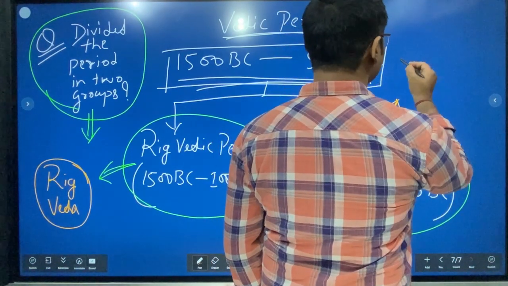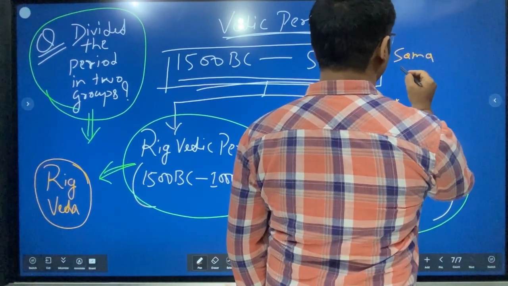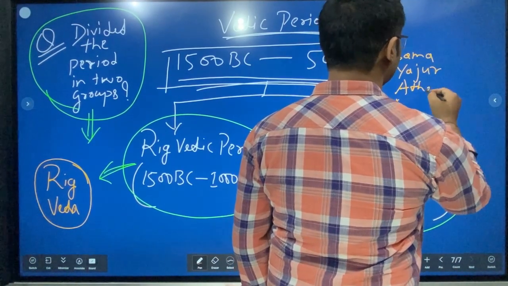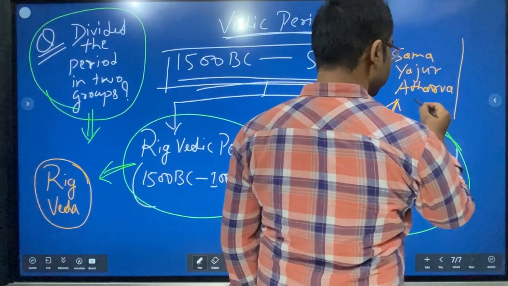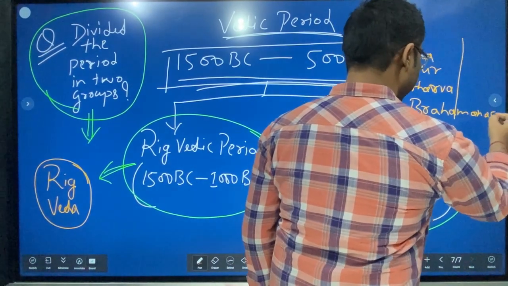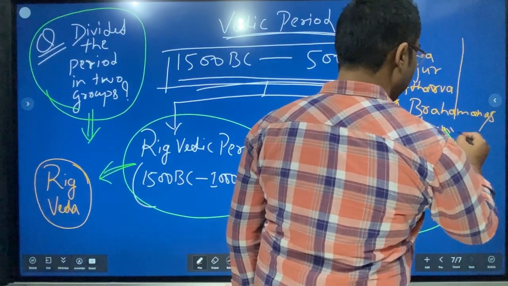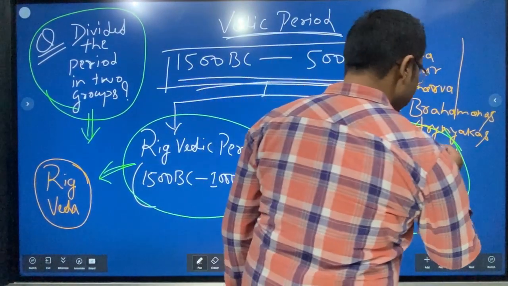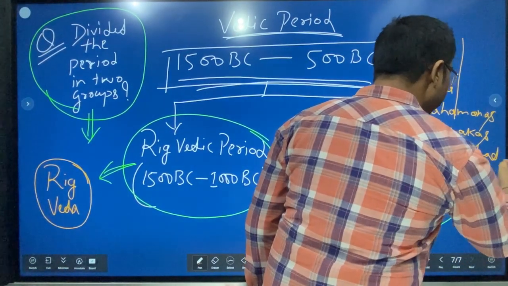Like what? Like Samveda, Yajurveda, Atharvaveda, plus Brahmanas, many Brahmanas. What are Brahmanas? We will discuss it. You need not panic. Then Aranyakas, and then Upanishads. These are all the sources of the later Vedic period.